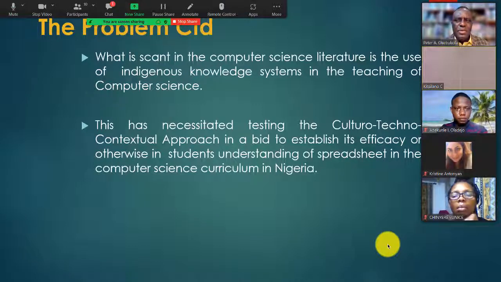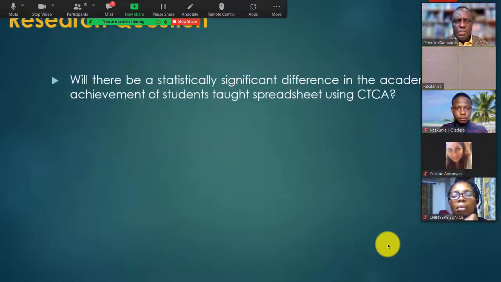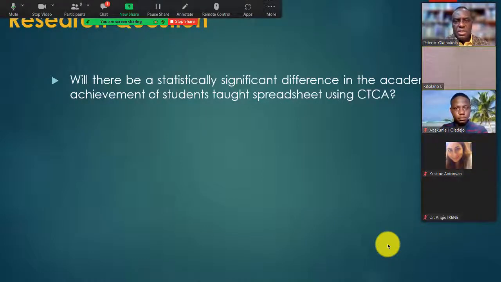And then we noticed that if we embed our intervention into the socio-cultural and contextual settings of the students, we hypothesize that this could lead to them getting a better hang of the topics and then performing well in it. So we tested an approach called the cultural techno-contextual approach in determining whether the students will do better or not in a topic that we picked, which is spreadsheets.